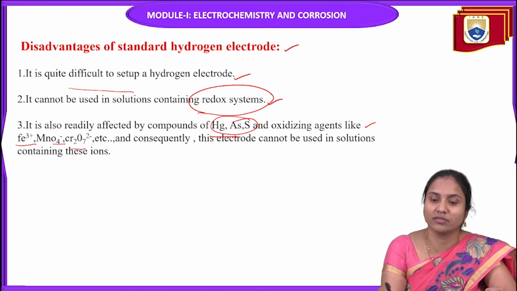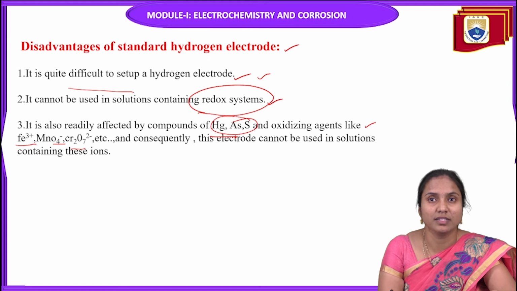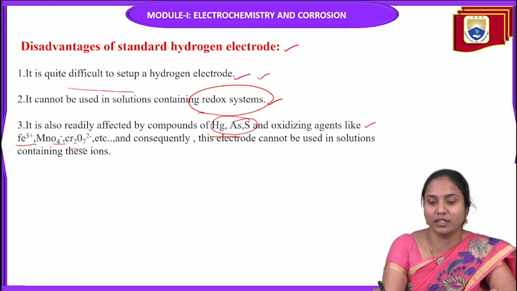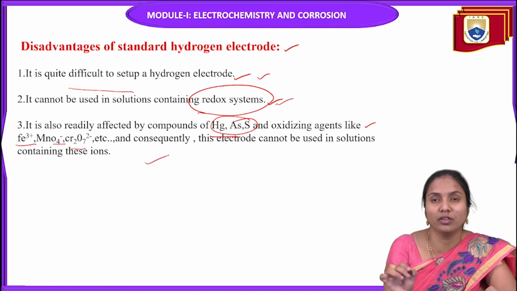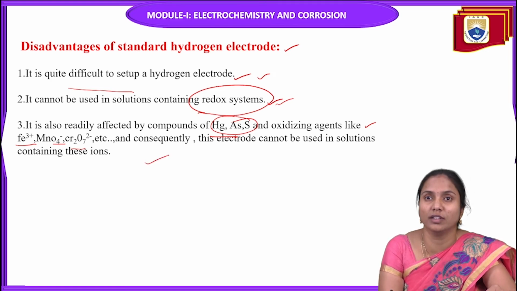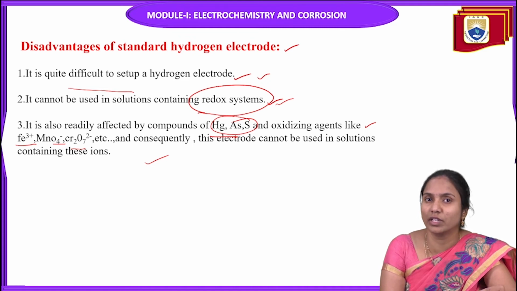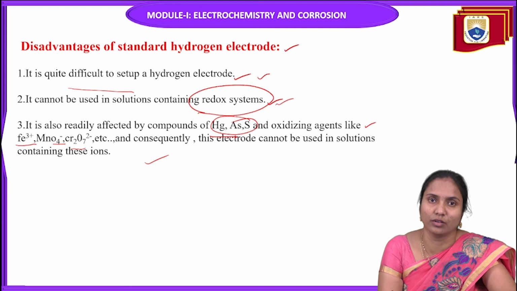So one is that it is quite difficult to set up a standard hydrogen electrode, and it cannot be used in redox systems, and it cannot be used with compounds containing mercury, arsenic, sulfur, or oxidizing agents like chromate, ferrous, manganese oxide. In this case also we cannot use the standard hydrogen electrode.